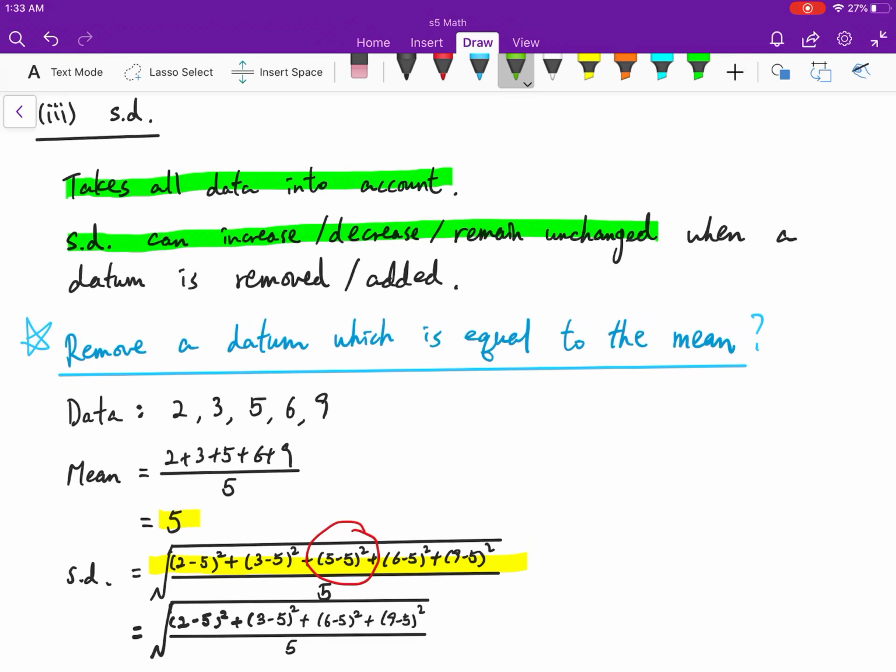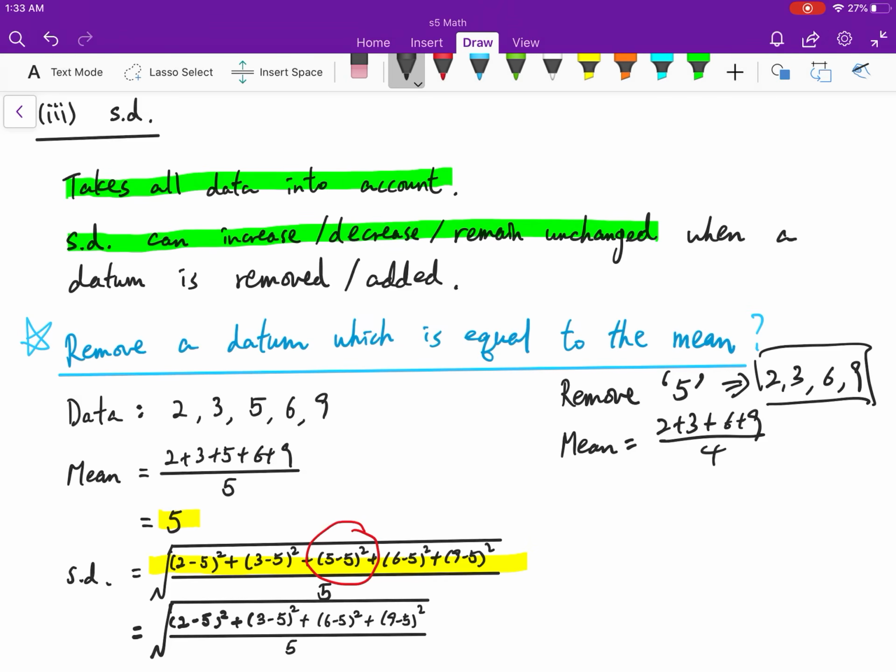Now if we remove the mean, meaning the 5, from the data, then you get the new mean as (2 plus 3 plus 6 plus 9) over 4, because we remove 5, the data set becomes these 4 only. So you still get 5.